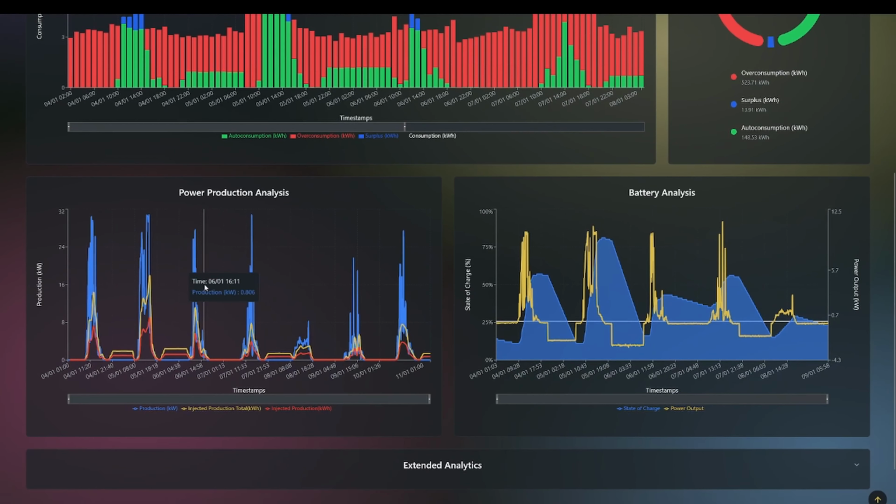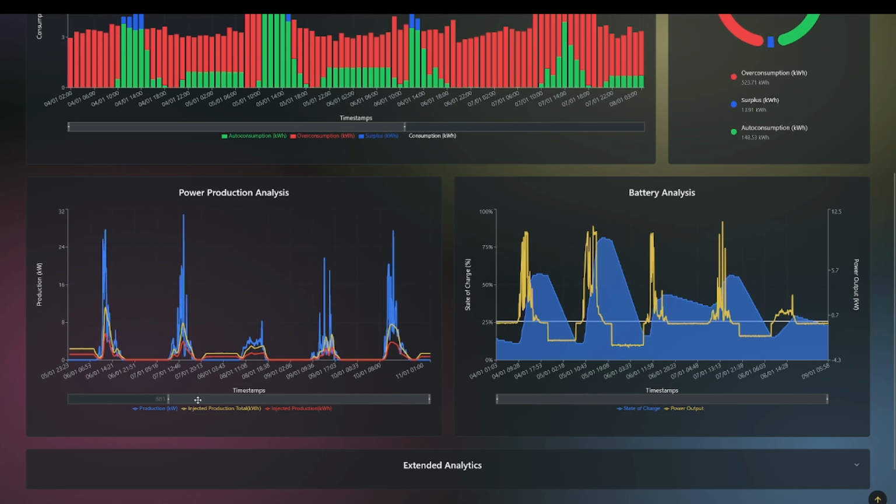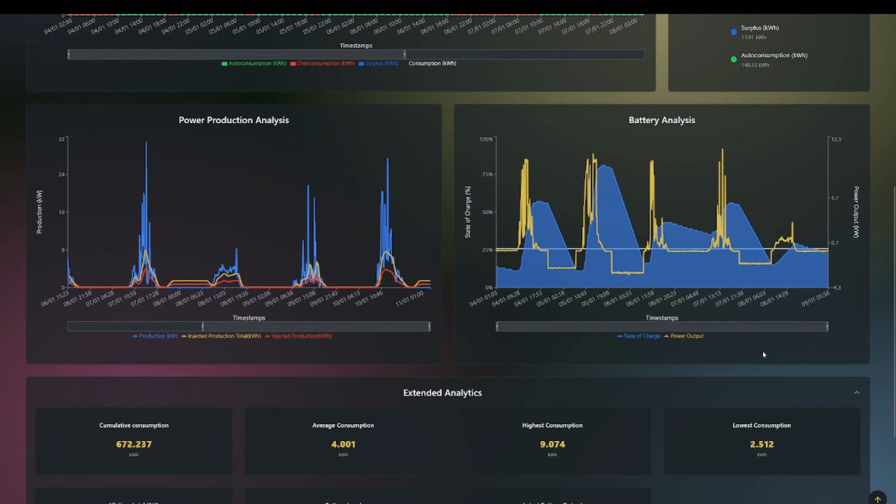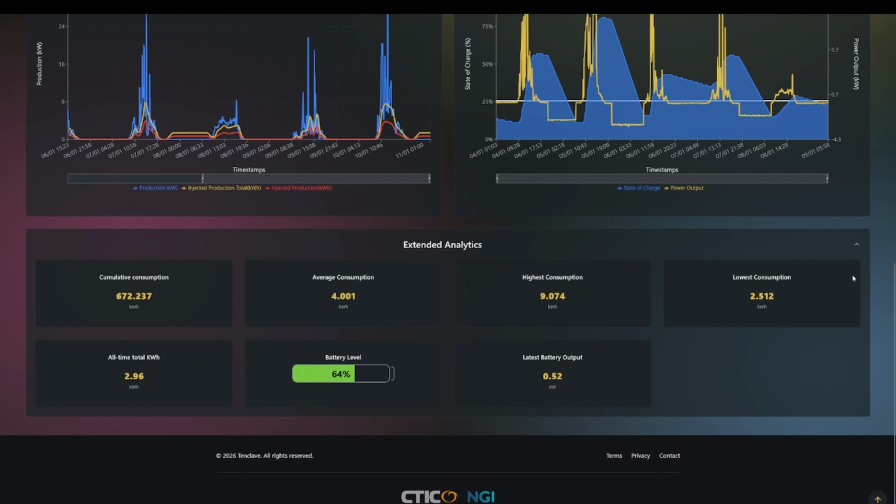The production section illustrates solar energy generation, distinguishing between energy directly injected into the grid and the portion allocated to the user based on the community-defined coefficient. In parallel, the battery visualization shows charging periods during a day and a consistent discharge pattern during nighttime hours. Additional information elements are included for users who wish to explore the data in greater detail.